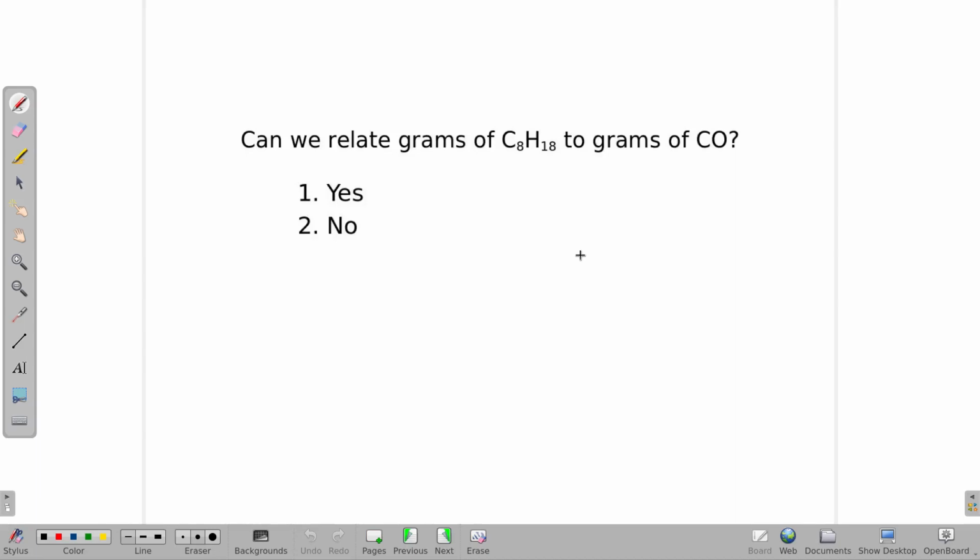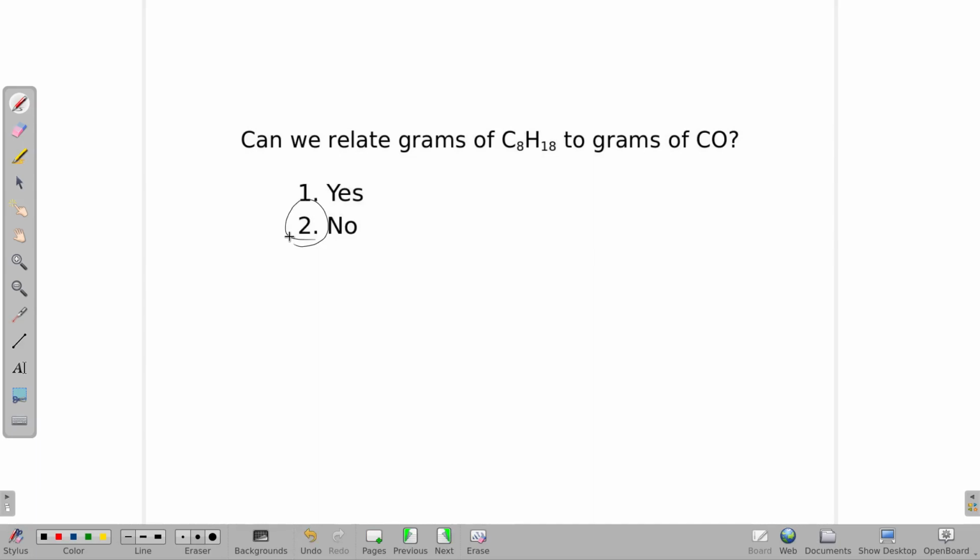Alright, so right off the bat, can we relate grams of C8H18, octane, to CO? Not yet. The reason I say not yet, even though those both have carbon, is that we have no idea what we're talking about with regard to these. It could be a reaction where the octane, the C8H18, is converted totally into carbon monoxide. But we can't relate them as it's worded here. So the answer here is no.